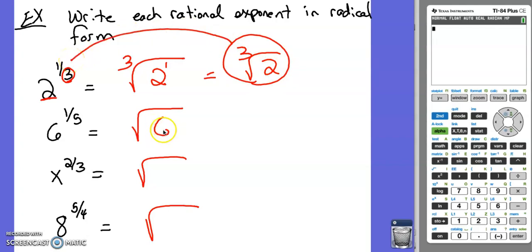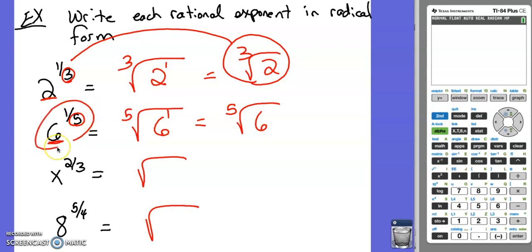The base doesn't change. That's the base. It's to the 1st power, and the denominator is the root. So again, this is the 5th root of 6, and that's the same thing as 6 to the 1/5 power. Here, the base is x. It doesn't change. It's being raised to the 2nd power. The denominator is the root. So this is the correct way to write that expression. The base doesn't change. It's being raised to the 5th power, and the denominator is the root.